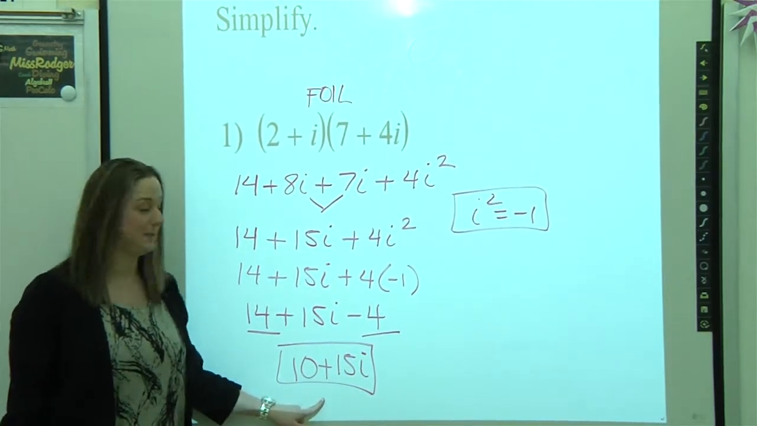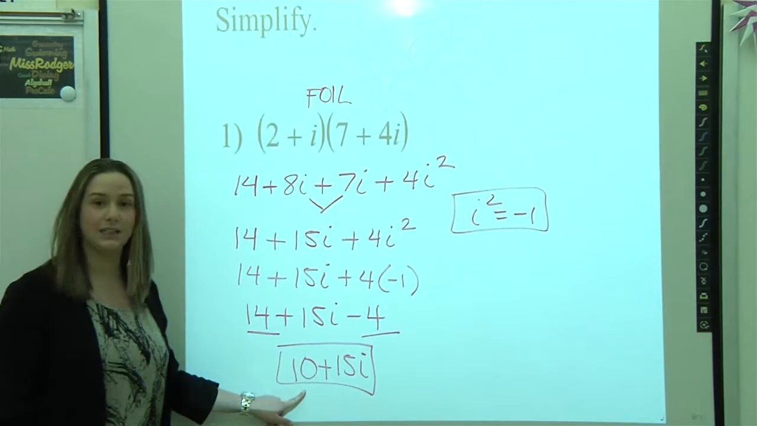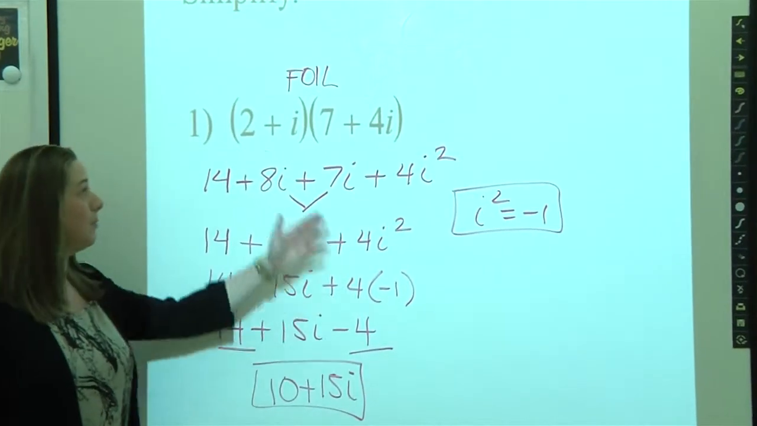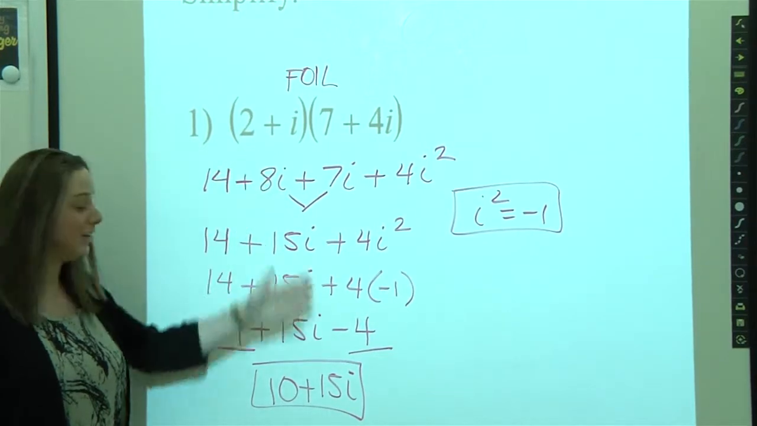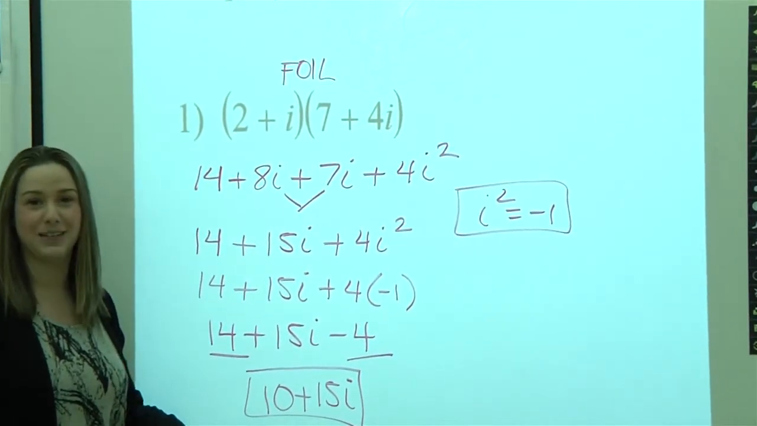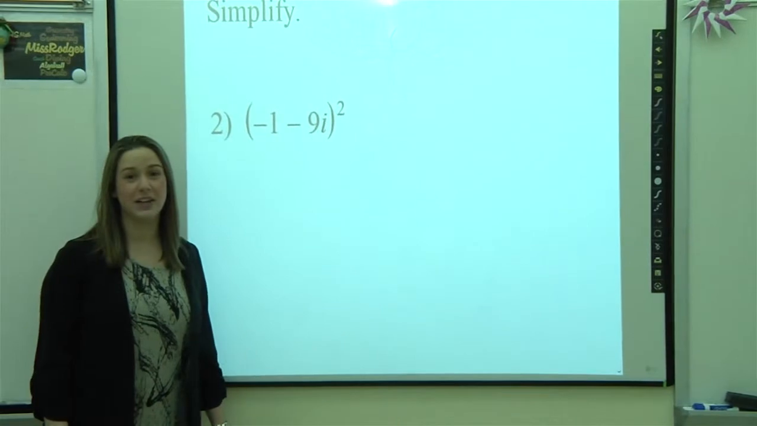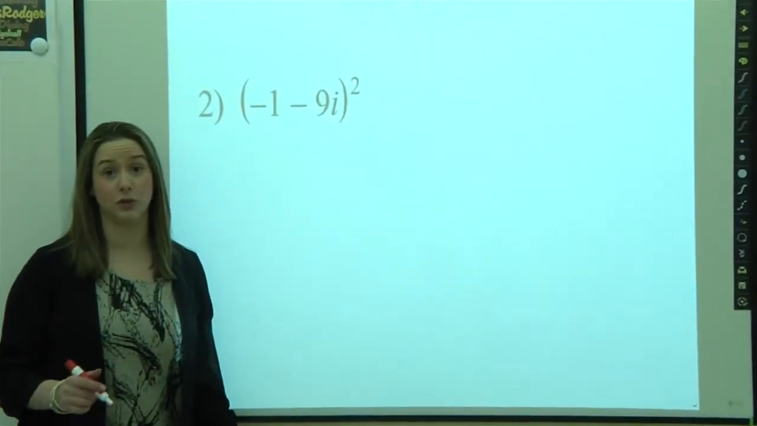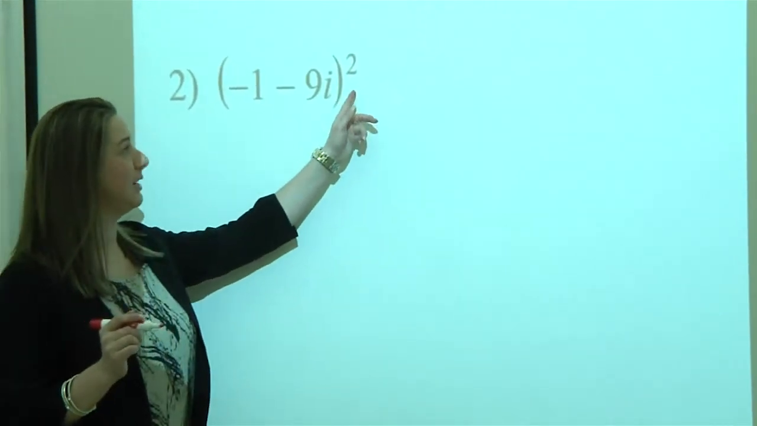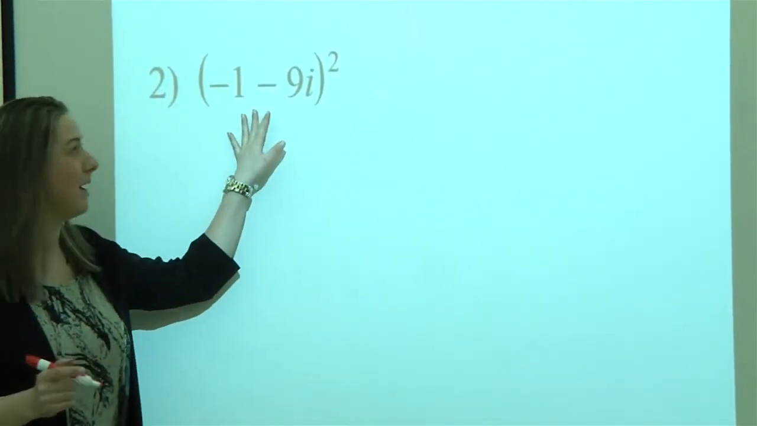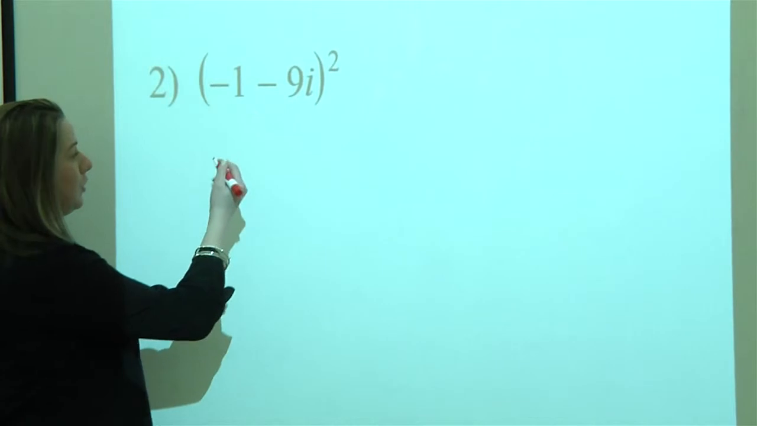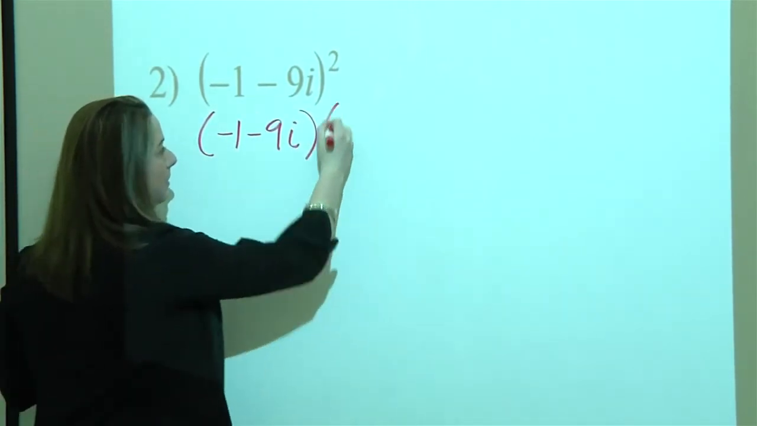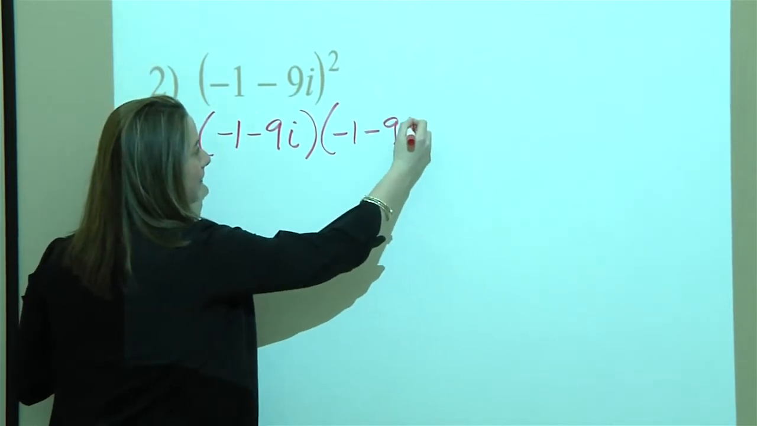It's in a plus bi form, where 10 is the real part and 15i is the imaginary part. And notice when we multiply two complex numbers together, we get another complex number. Let's take a look at another problem. Simplify -1 minus 9i all squared. What this squared is going to mean is that we're going to have to write -1 minus 9i twice. So we're going to write -1 minus 9i times -1 minus 9i.